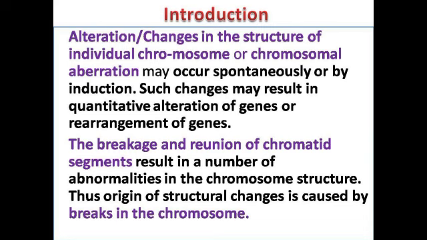Alteration or changes in the structure of individual chromosome is nothing but chromosomal aberration. This may occur spontaneously or by induction. Such changes may result in quantitative alteration of gene or rearrangement of genes. The breakage and reunion of chromatid segment results in a number of abnormalities in the chromosome structure. Thus, the origin of structural changes is caused by breaks in the chromosome.